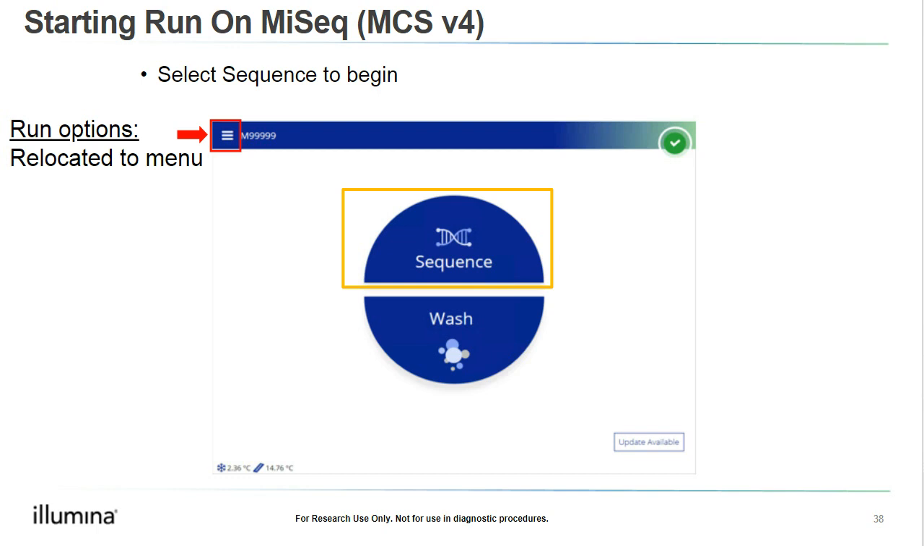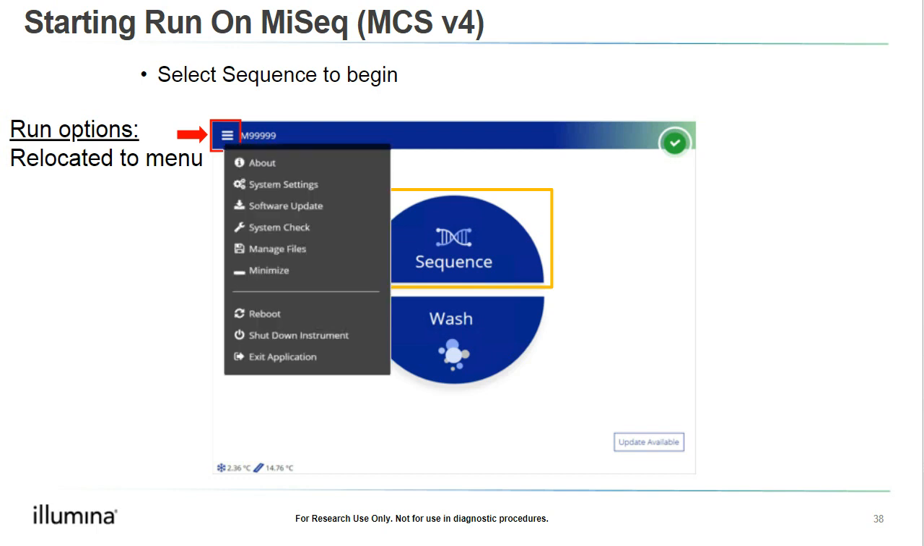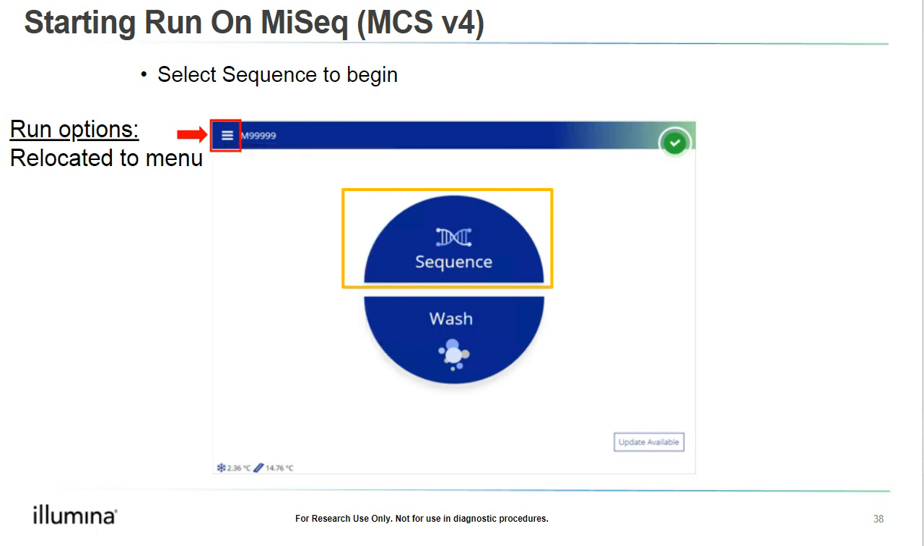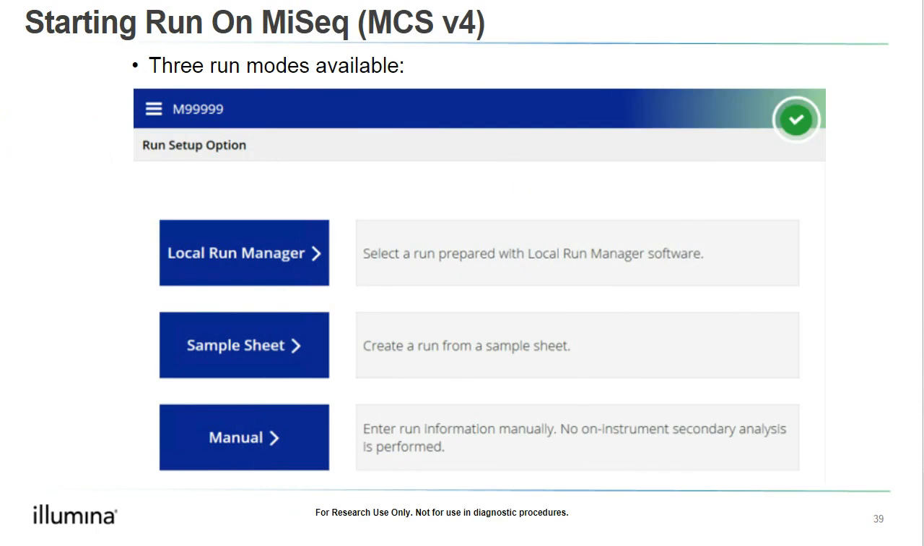You'll see this blue interface with a sequence button and a wash button. The run options that you normally would see from the previous versions are just relocated to this drop-down menu. So if you click on that or use the touch screen, that's where you'll see the options for doing system checks, to manage your files, reboot, etc. In terms of starting the run, you would just start from the sequence button. Once you select sequence, you'll see these three options that we mentioned before: local run manager, sample sheet, or manual.